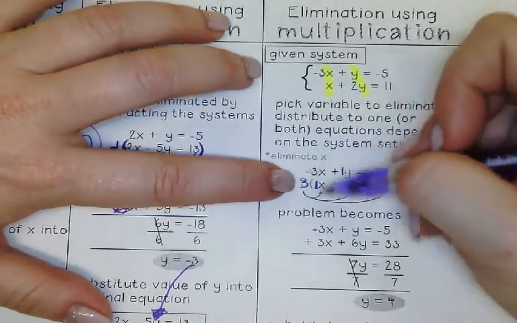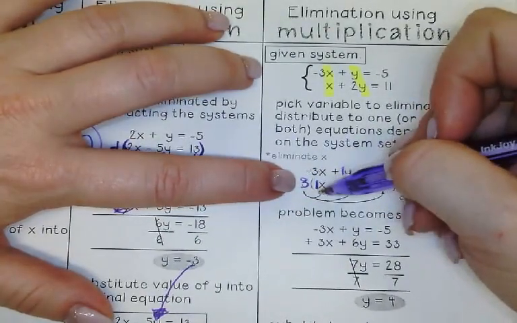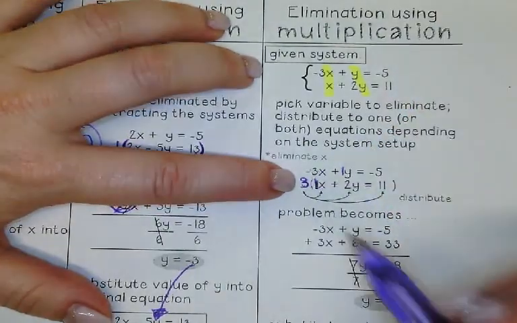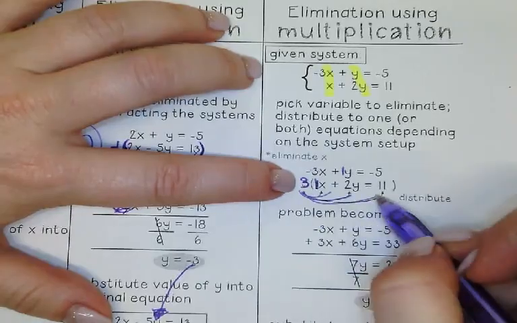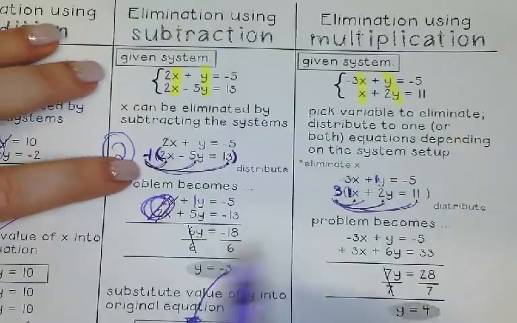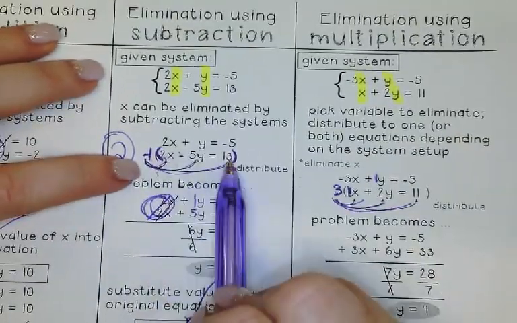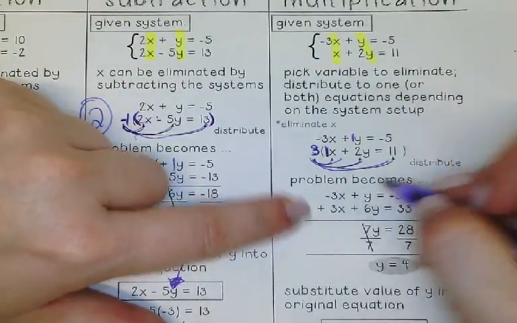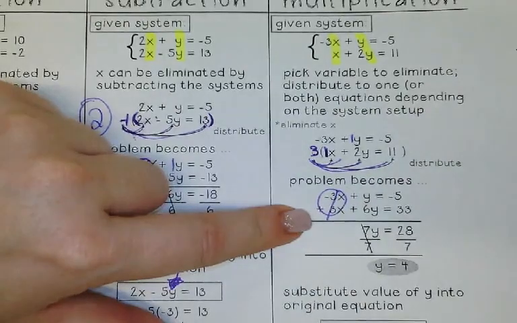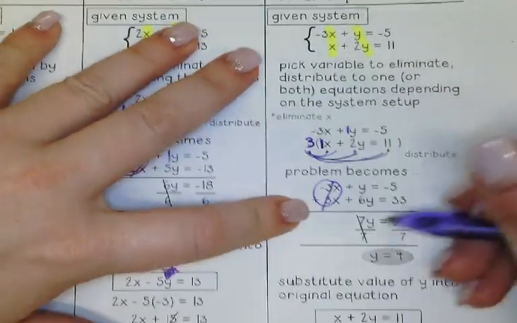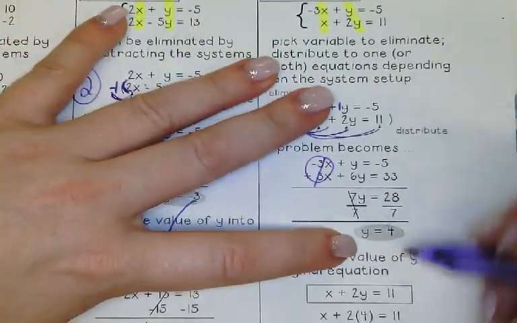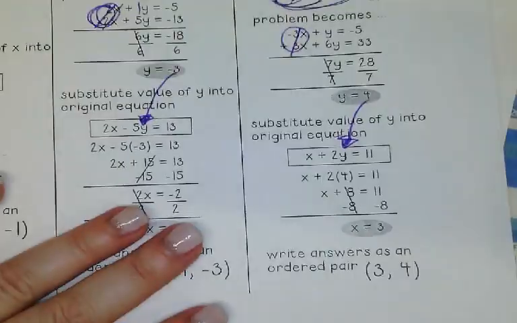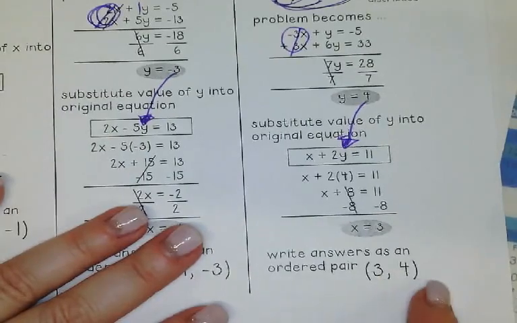And I want that because then I can cancel that out. Well, if I make this a 3 by multiplying, then I got to multiply everything by that 3. Just like over here, I had to multiply everything by that -1. So everything changes after that. Then I can cancel. And then the domino effect. Get your y, plug it in. And it just goes from there till you get your ordered pair.